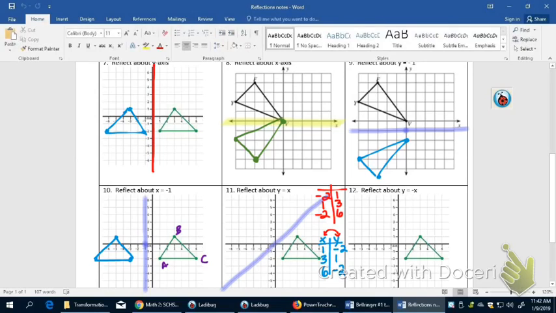So when you switch them, these are the new points that you draw on your picture, and that'll be the answer. So negative 2, 1, 1, 3, negative 2, 6.